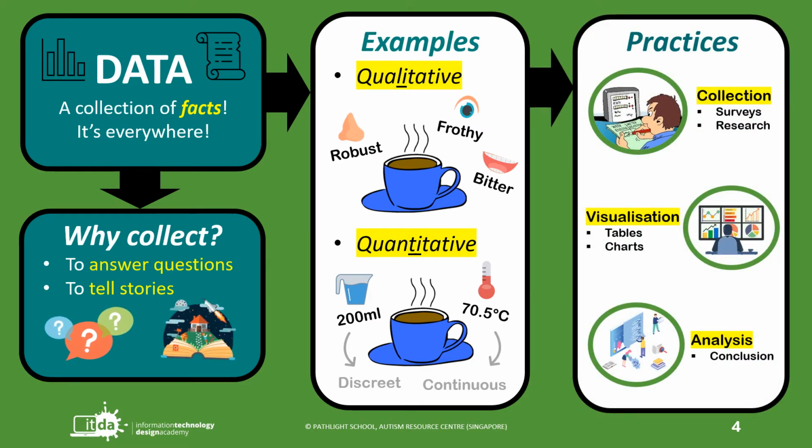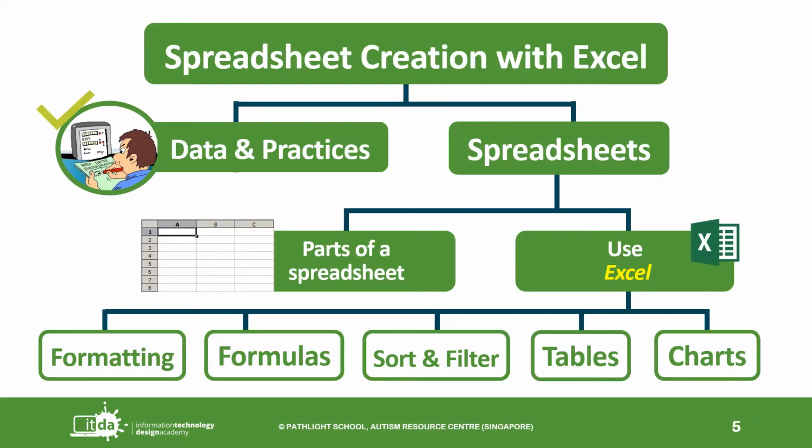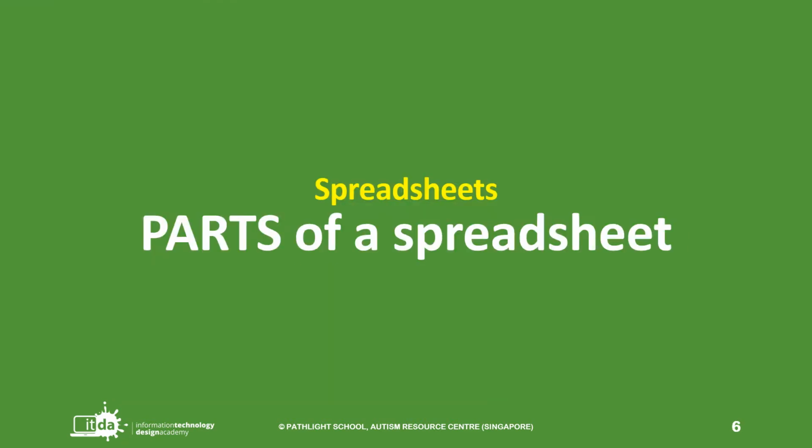We also learned that for data, people do a lot of different practices with them. The first would be collection, where they collect data using surveys and research. Visualization, where they try to make data understandable using tables and charts. And finally, analysis, where they draw conclusions and make comments about their data to tell a story. So we have covered data and practices. Now let's move on to the big part of what we have learned this term, which is on spreadsheets.